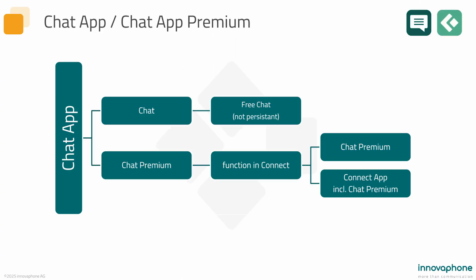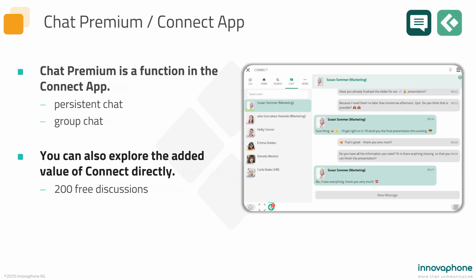The paid chat premium is part of the Connect app, which is the social intranet for efficient collaboration. You can either purchase a chat license or you get chat premium included if you have a Connect app license. But even without a license, Connect is available to you with 200 free discussions. This way, you can get to know the benefits of Connect without any obligation.